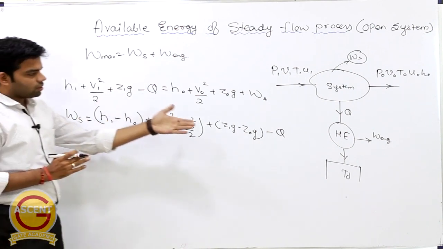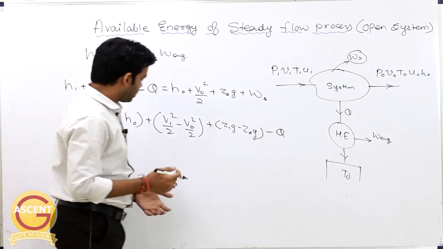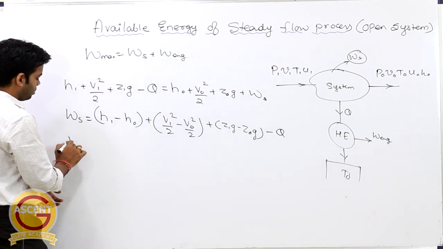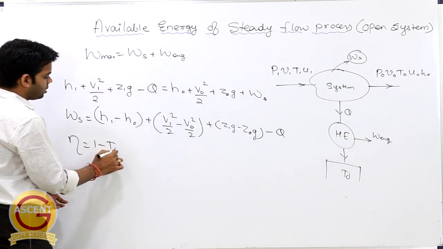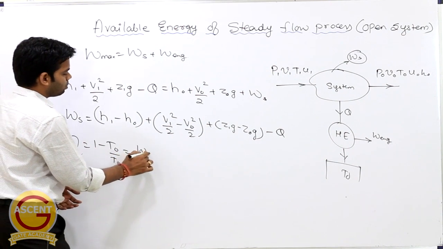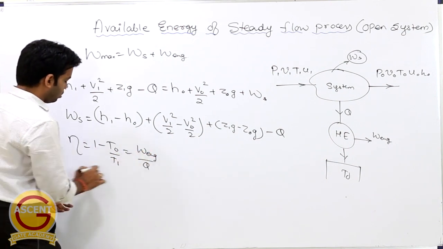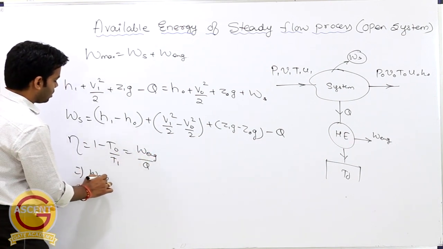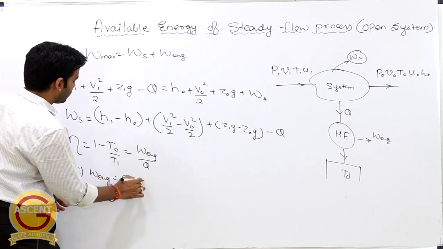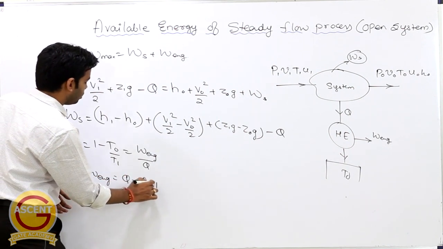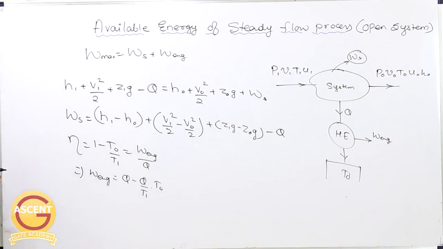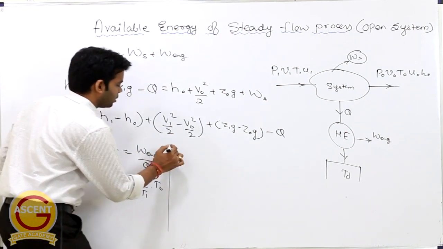Now what about the engine work? As we know how to calculate the engine work, efficiency is equal to 1 minus T0 by T1, which is also equal to W engine divided by Q. Or you can say W engine is equal to Q minus Q by T1 into T0. Getting this or not? So what you have to do now is just add these two, and let us see what the final result will be. I will do it here.